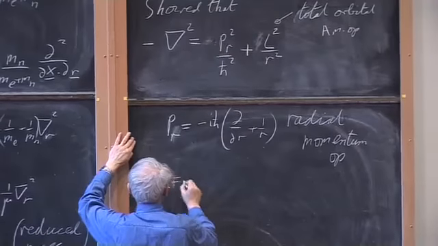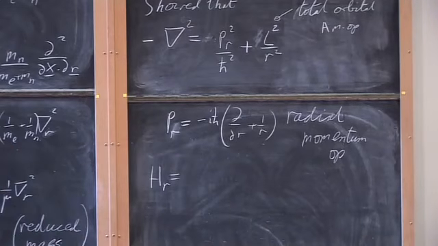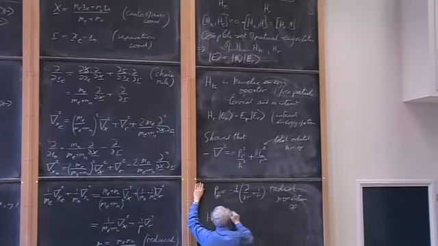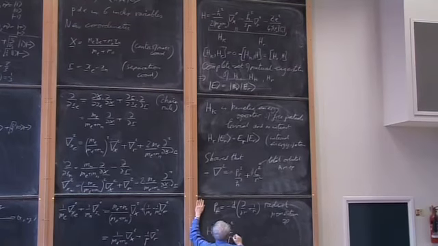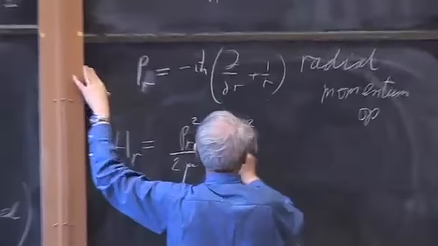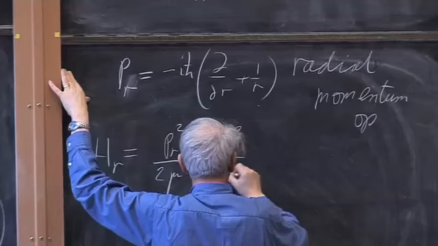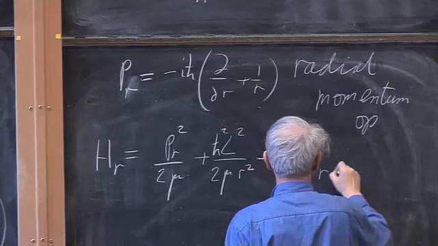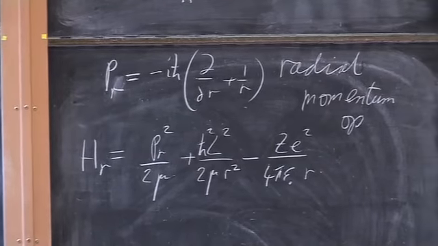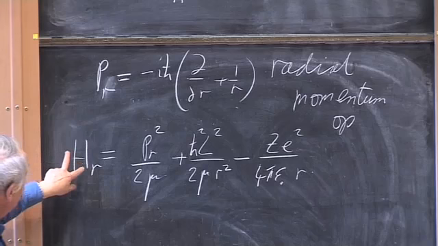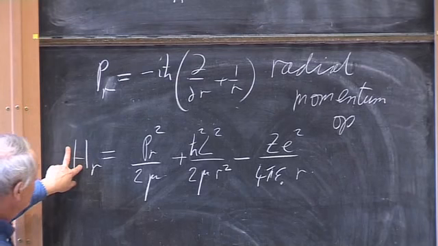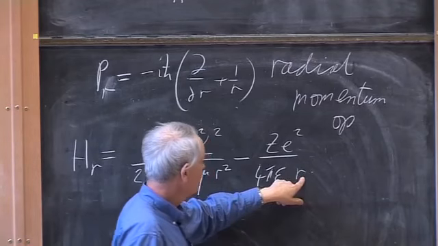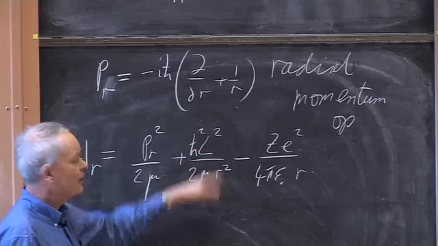Let's just say what we've got. Let's write down H_R now using this information. H_R is minus h bar squared over 2 mu times nabla squared, okay? So what's that? That's equal to P_R squared over 2 mu plus h bar squared L squared over 2 mu r squared, and then minus Z e squared over 4 pi epsilon naught r. That's what we've homed in on, this operator. Our problem is solved once we find the eigenstates of this operator and the eigenenergies of this operator. And this is what it looks like. It involves radial momentum, radial position, radius. And for the rest, it involves the total orbital angular momentum operator.